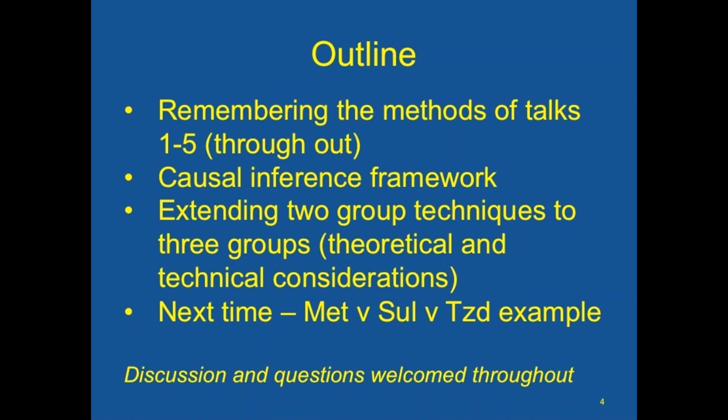I'm going to set up with a little bit of causal inference terminology that we've touched upon before, but it ends up being very helpful to think about that a little bit more carefully, especially when it comes to the weighting. And then we're going to look at extending 2-group techniques to 3 groups, some theoretical and technical considerations. And then next time we're going to, God willing, be doing this in the example of our particular interest. And as always, we keep this informal. Discussions and questions are welcome throughout.